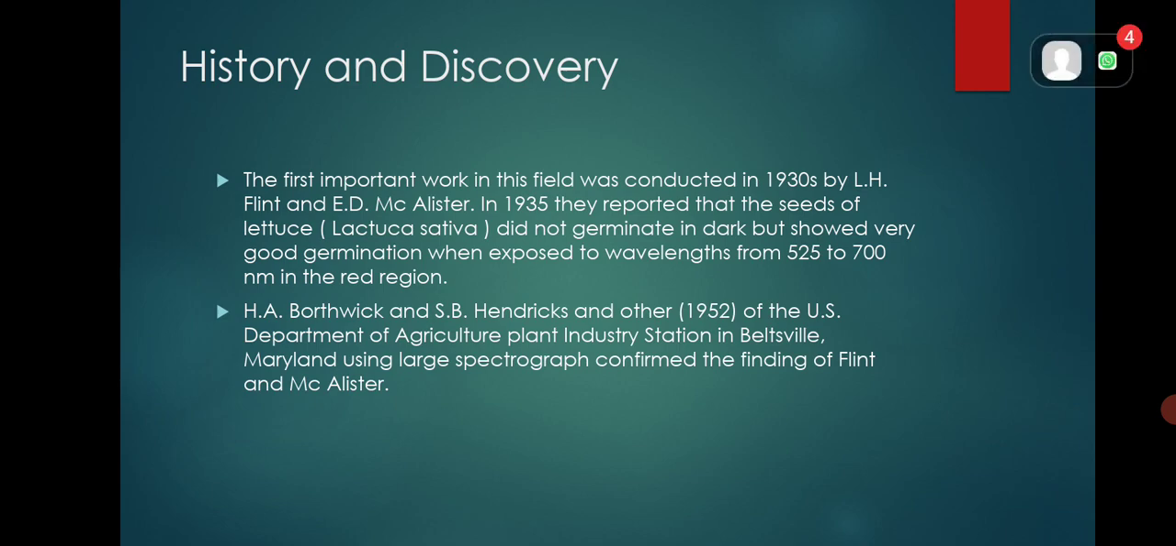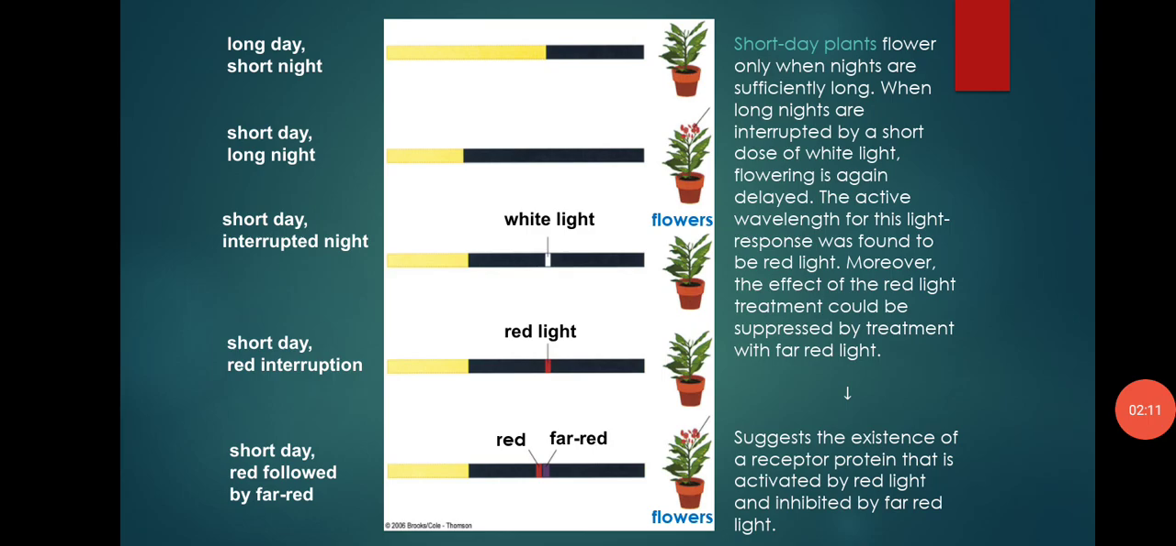H. A. Borthwick and S. B. Hendricks and others, in 1952, at the U.S. Department of Agriculture Plant Industries station in Beltsville, Maryland, using a large spectrograph, confirmed the findings of Flint and McAlister. Now we will discuss long day, short night. A diagram of long day, short night, short day, long night, short day with interrupted night, short day with red interruption, short day with red followed by far red.